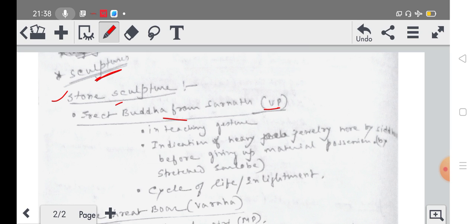Which is situated in Uttar Pradesh. The Buddha statue at Sarnath is a prominent example of stone sculpture, that is in teaching gesture. The Buddha was found in teaching gesture, with stretched earlobes as an indication of the heavy jewelry worn by Siddhartha before giving up material position. The earlobe is stretched, and that is the indication of the heavy jewelry worn by Siddhartha at that time.